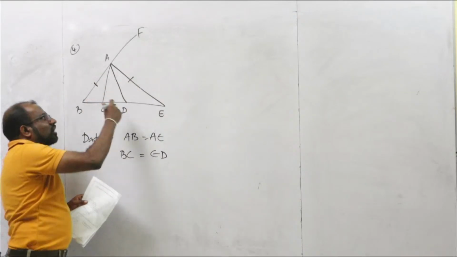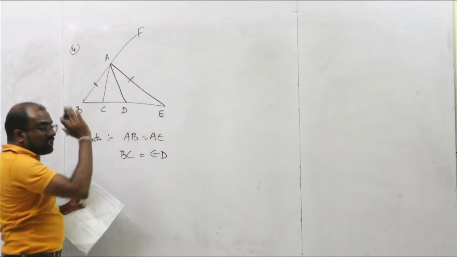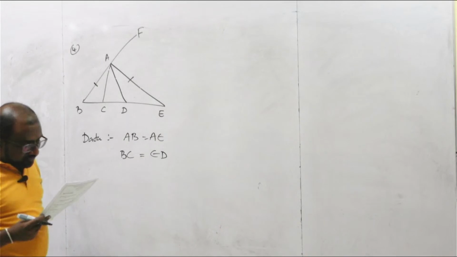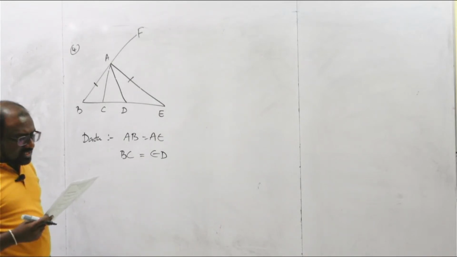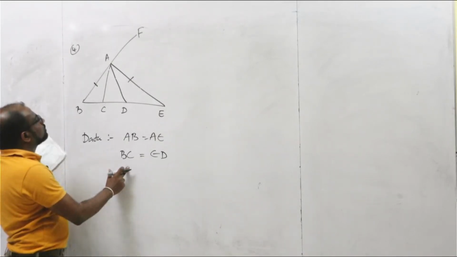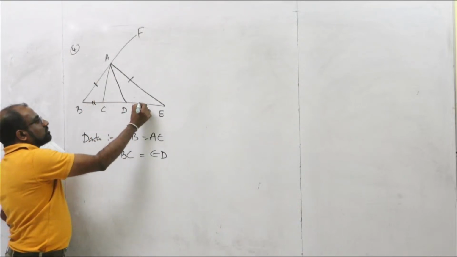While you mark the data, mark angle equal. Right. Then BC and ED are also equal.